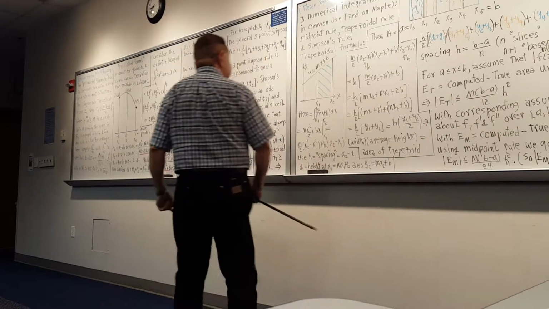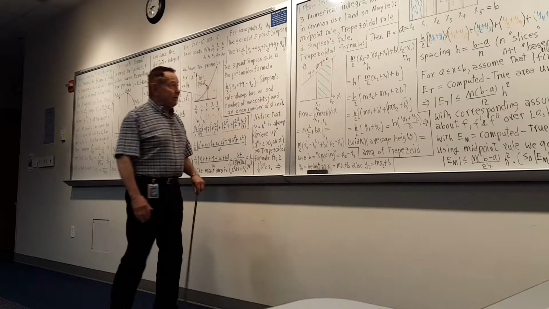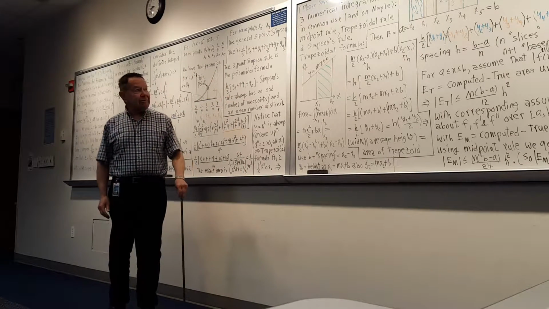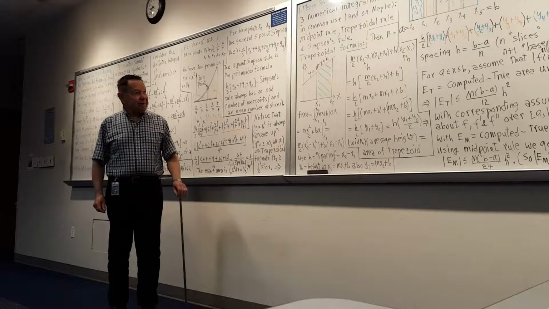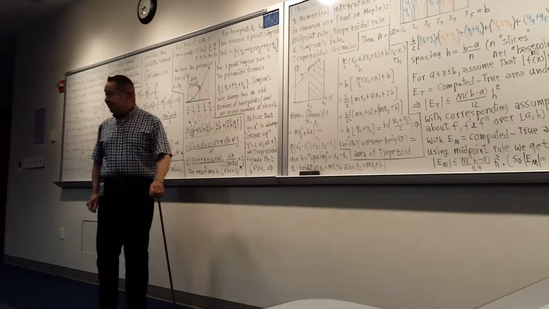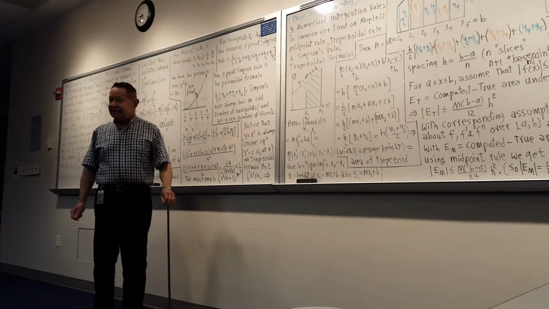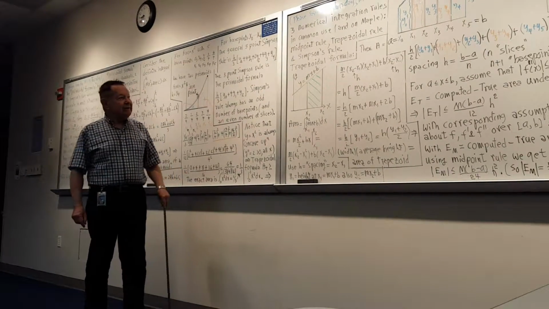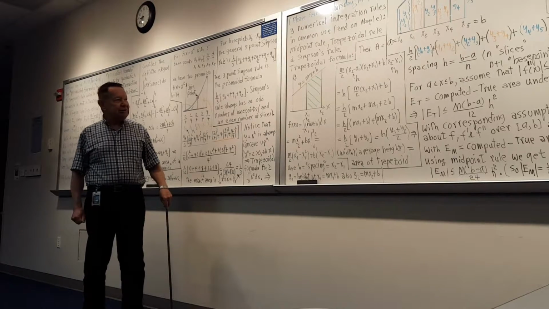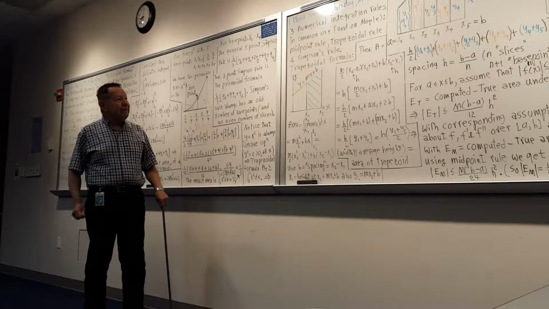So the three are called the midpoint rule, the trapezoidal rule, and Simpson's rule. And that's what I want to talk about today. That's section 8.6 or 8.7 in your chapter, depending on which edition of the book you have.